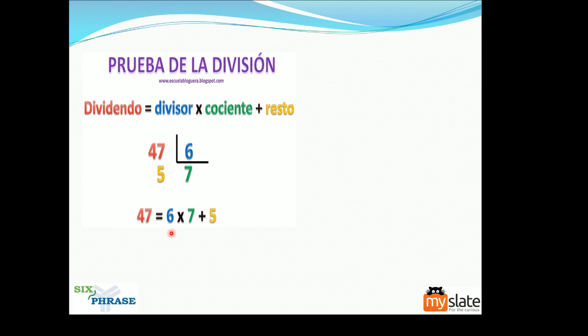What is 6 into 7? Divisor into quotient. 6 into 7 is 42. 42 plus 5 is 47. To give you a clear example of this, again you have 8,475, which is the dividend, 23, which is the divisor. You divide this dividend by 23, you will get a quotient of 368 and a remainder of 11.